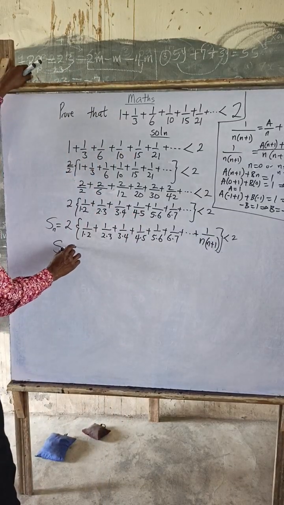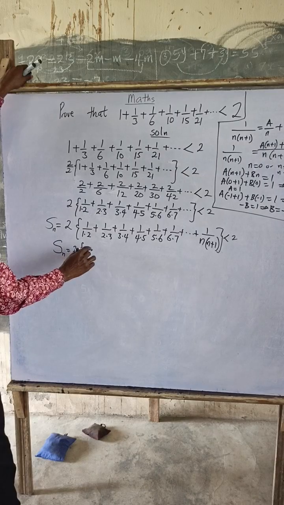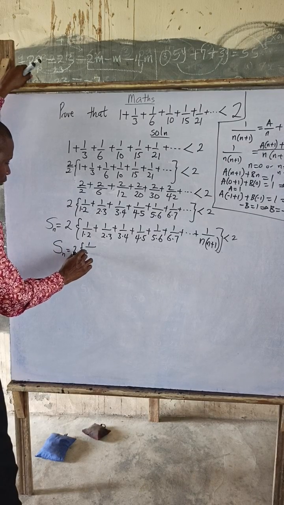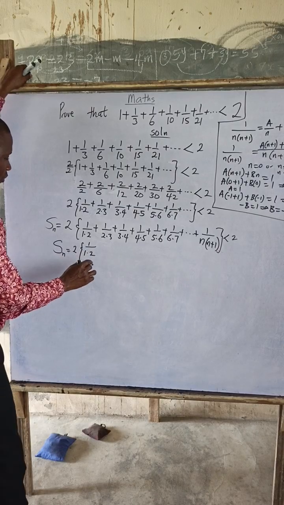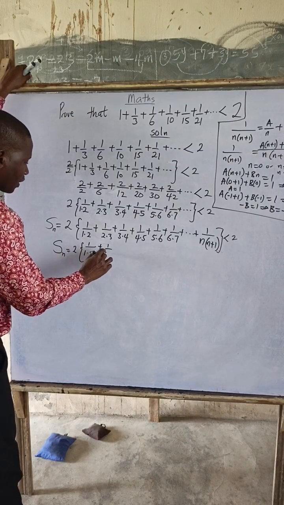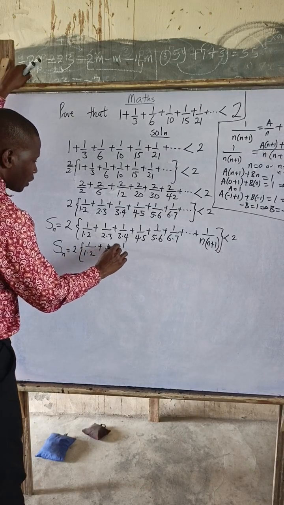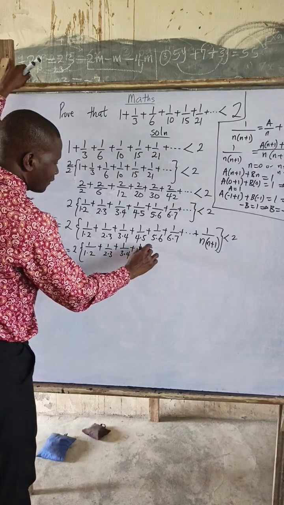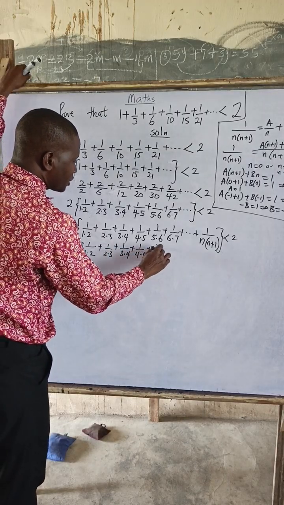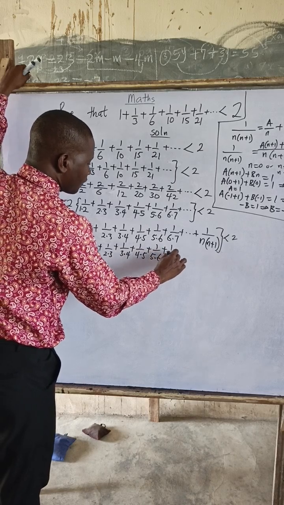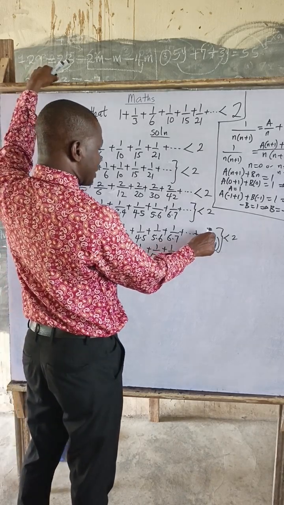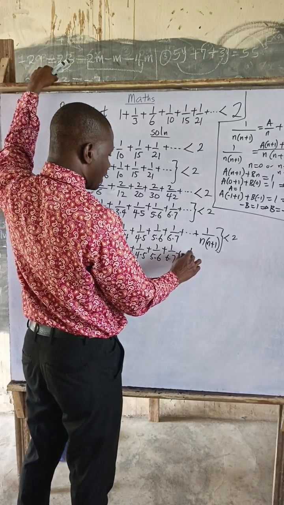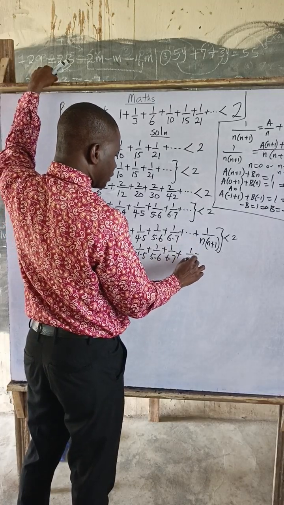That is, we have 2 into 1 over 1 dot 2, then plus 1 over 2 dot 3 plus 1 over 3 dot 4 plus 1 over 4 dot 5 plus 1 over 5 dot 6 plus 1 over 6 dot 7 plus. Now when you express this as a partial fraction, if you are adding it together, you are going to have 1 over n, then minus.